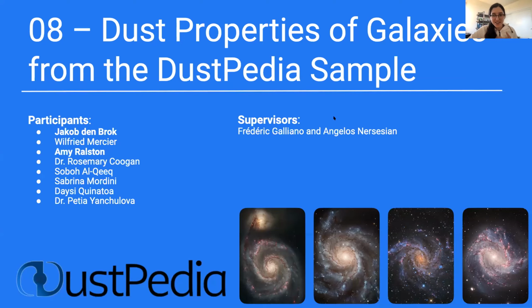Me and Jakob are here representing Group 8. We're so excited to talk to you about it, and it's all centered on deriving the dust properties of local galaxies from the Dustpedia sample.